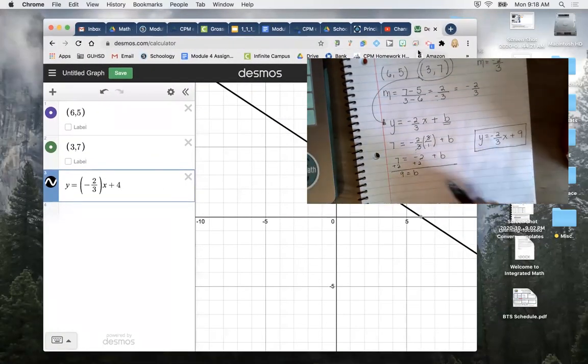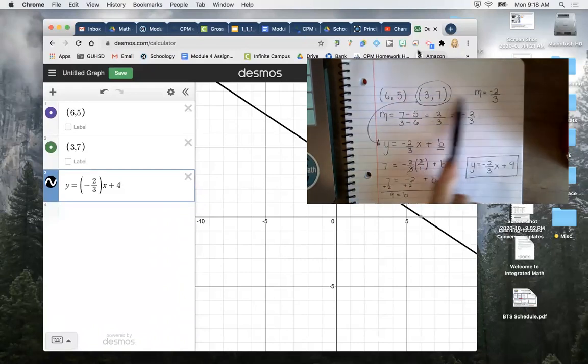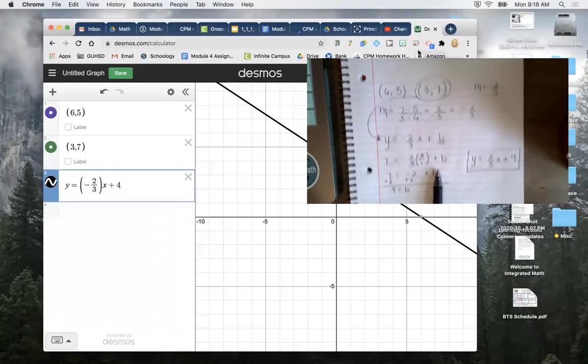So you guys are going to be practicing this where you're either given a slope and a point or 2 points. And you'll go through and you'll look at how to solve using this.